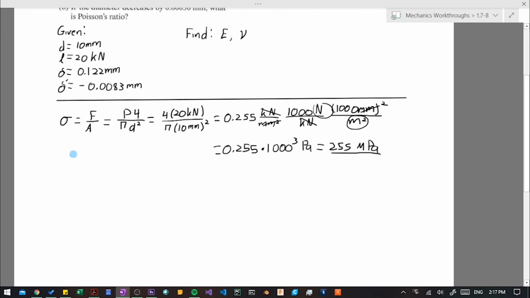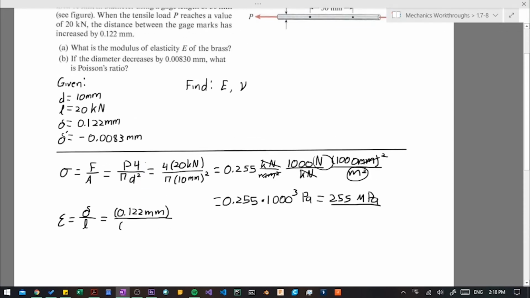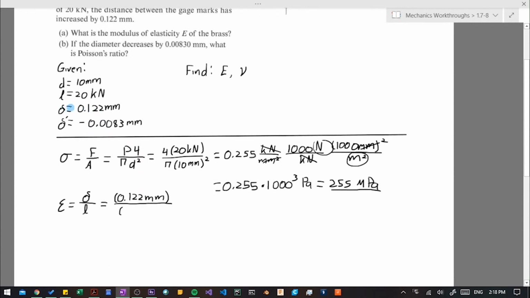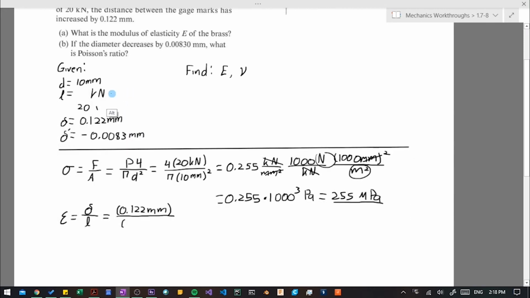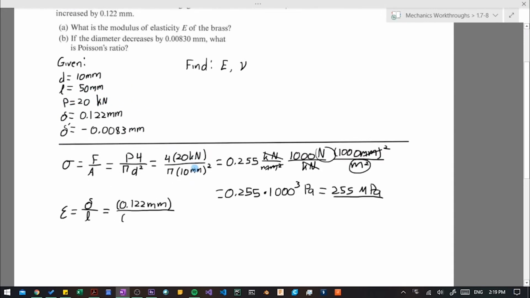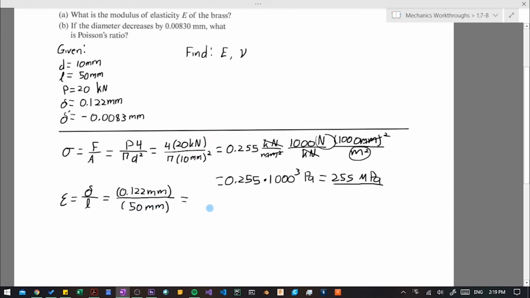And now we need to find our strain, which is equal to our change in length over the original length. All right, so I just realized I missed something in the givens here. So we are going to fix that. All right, and so this gives us a strain, which is unitless, 0.00244.